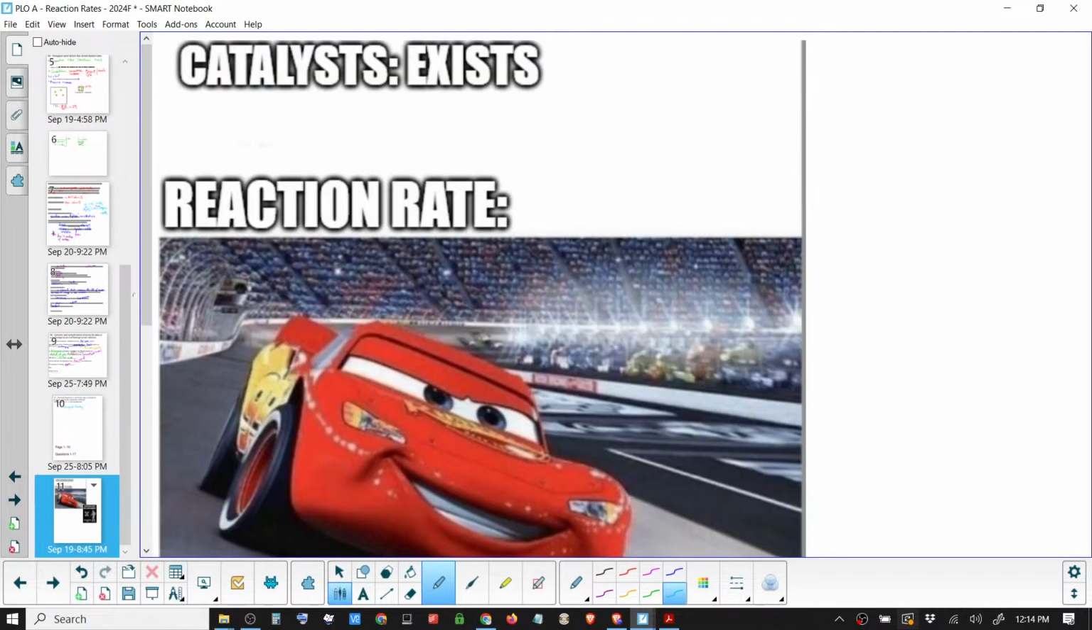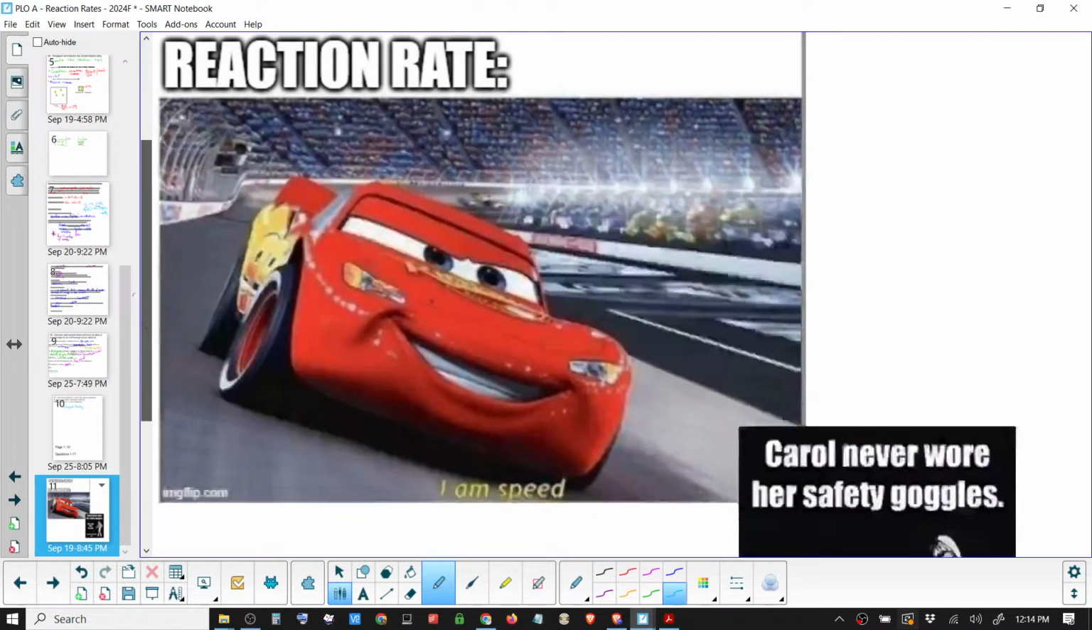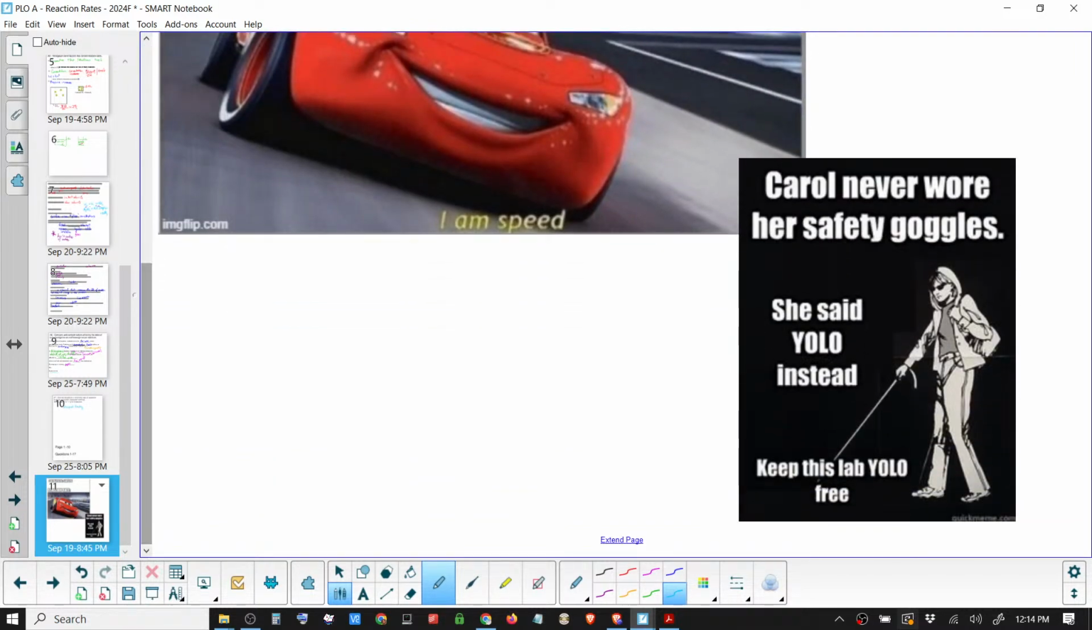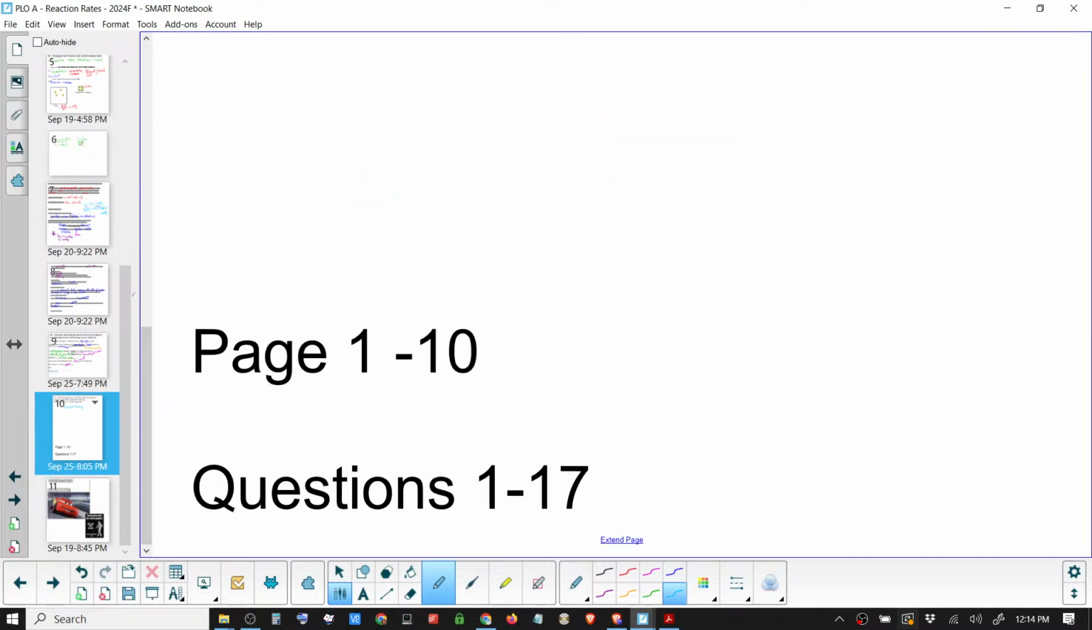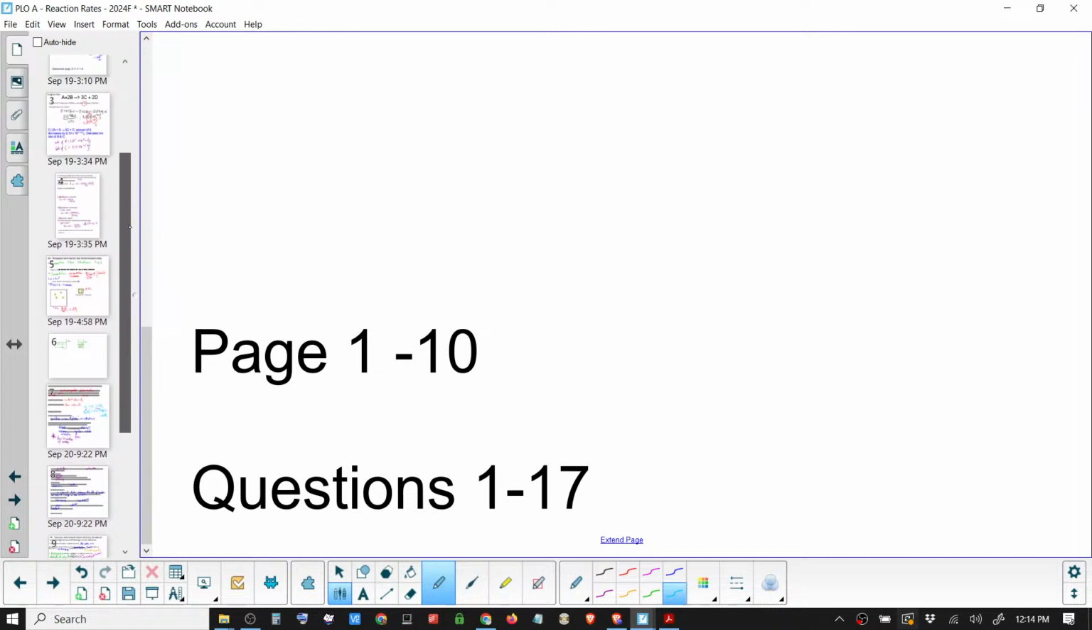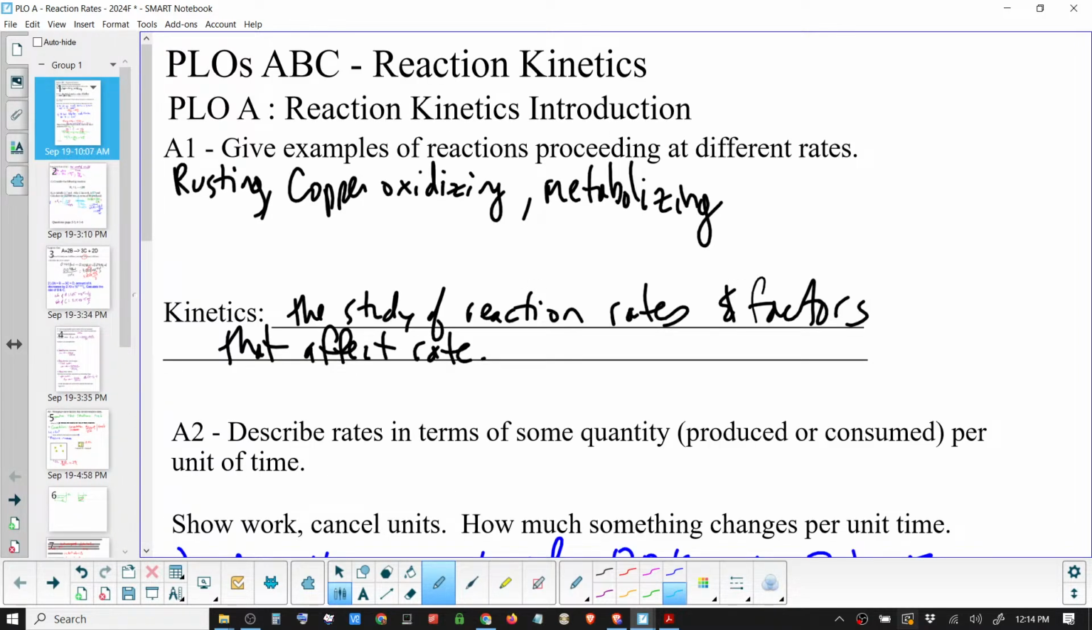Theoretically, we are now done the introduction to reaction rates. What's on this page? Oh, there it is. So, reaction rates is questions 1 to 17 and page 1 to 10 in your Hebden. Now you should be able to attempt all of those. And we're going to start the next section. So this is just the introduction.